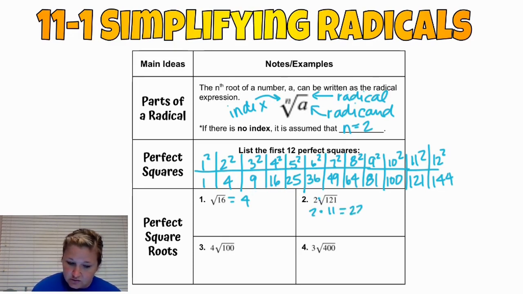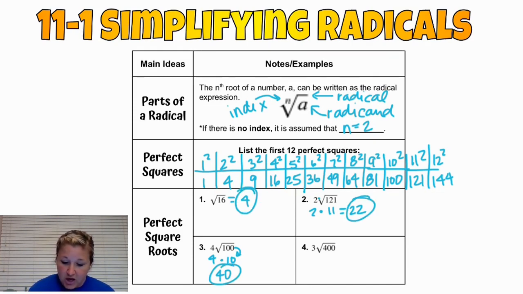which makes 22, okay? And then I'm going to have 4 times the square root of 100. The square root of 100 is 10. So 4 times 10, and I get 40. Answers here. Let me make sure we get all the answers. And then 3 times the square root of 400. So I don't have 400 out there, but I know that 4 is a perfect square, that's 2, and then 100 is 10. So that's going to end up being 20.